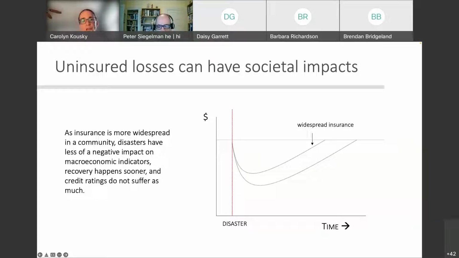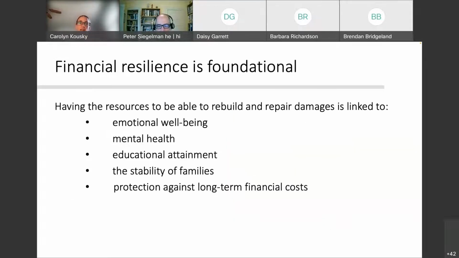I would say, though, that there is quite a bit of work that I think supports this broad point that financial resilience is pretty foundational to all other forms of resilience and recovery.